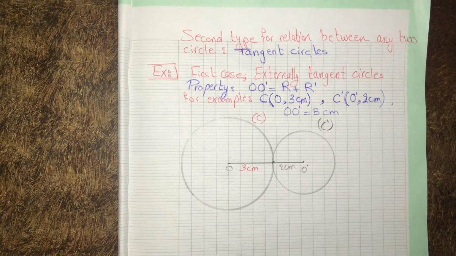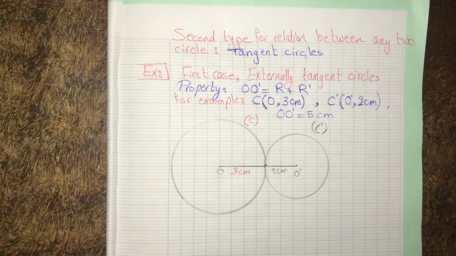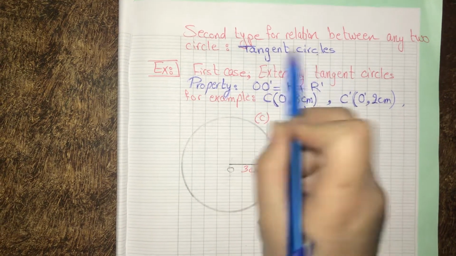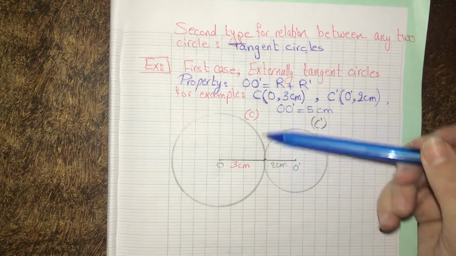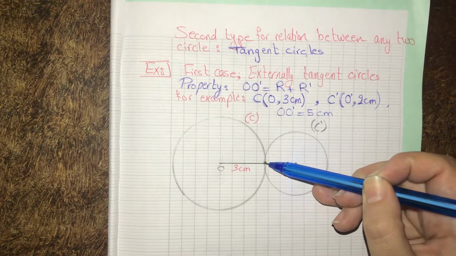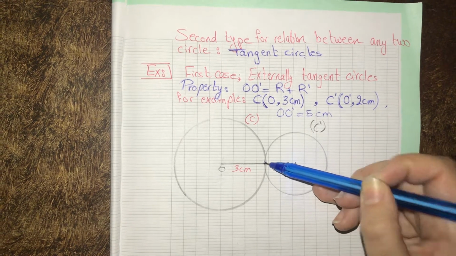Hello everyone. In this video I will talk about the second type of relation between any two circles, which is tangent circles. What do we mean by tangent circles? It means that you have two circles and they meet at one point of intersection. They meet at one point. Okay?